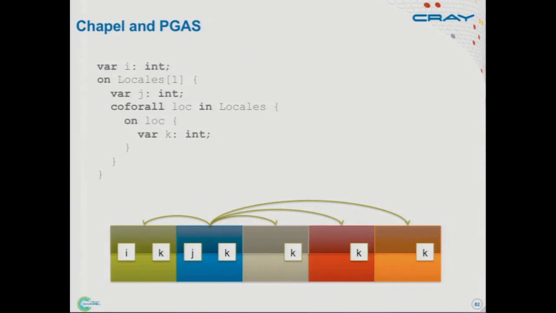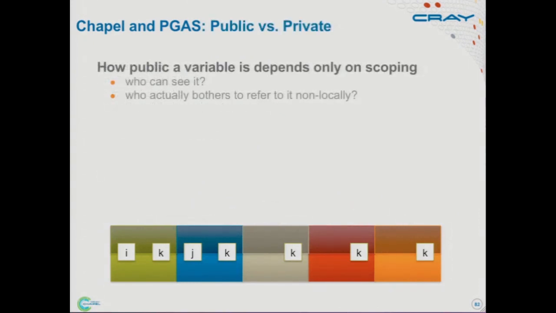So one thing that's kind of different about this than traditional PGAS languages is the public versus private thing. You saw in UPC that the shared keyword is the way of talking about whether this thing is public or private. In Chapel, there's a question of, okay, if it's just lexical scoping, what determines whether something's public or private? And the fact of the matter is, you normally don't think in those terms very much, because the thing that determines whether you're public or private is just what other tasks can see that variable, and who actually bothers to refer to it non-locally.